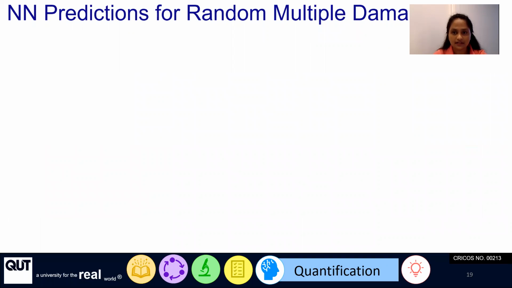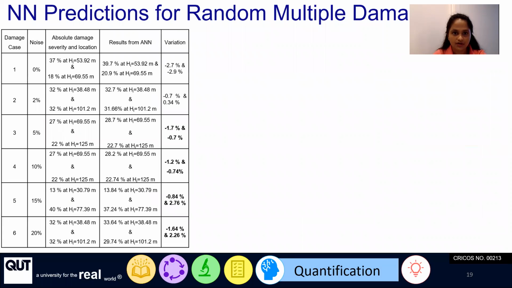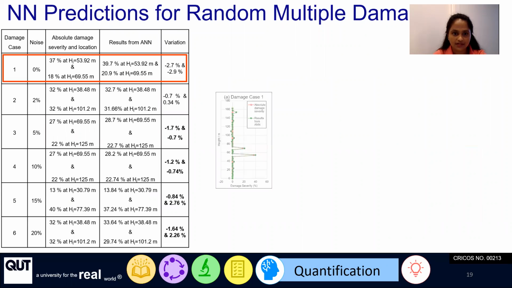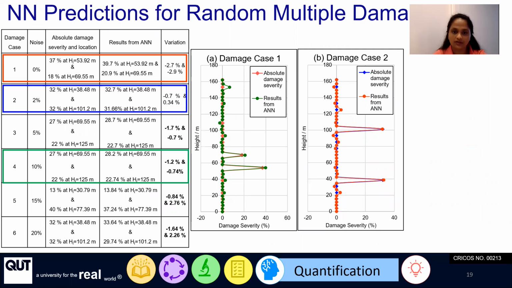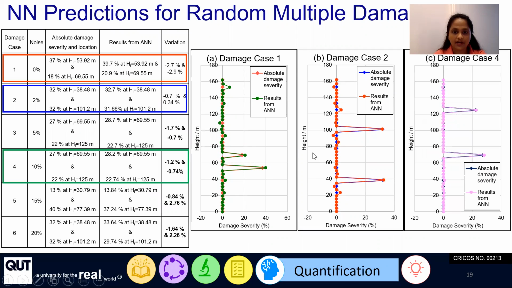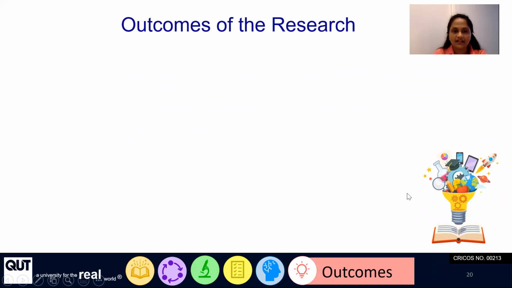And then I have done the same thing for multiple damage cases. I have trained and tested for a few test cases, as you can see. And in all the cases, the trained neural network is capable of identifying the correct damage severity for multiple damage cases.